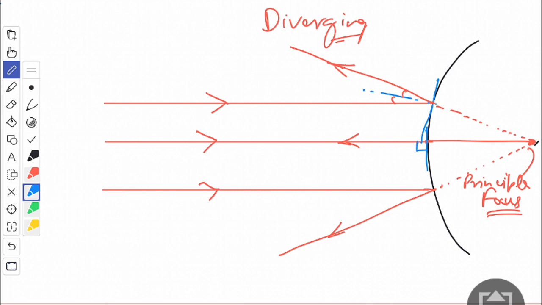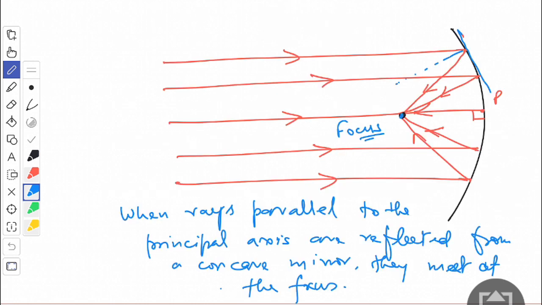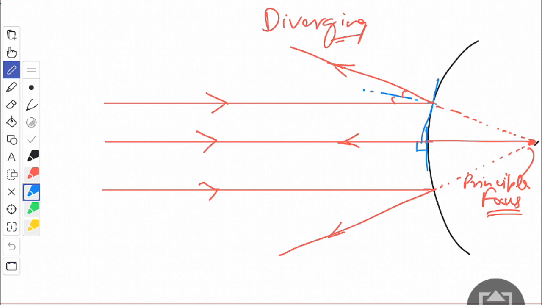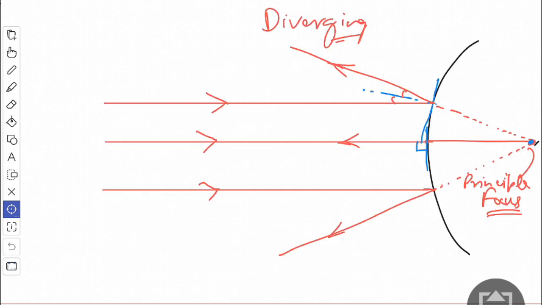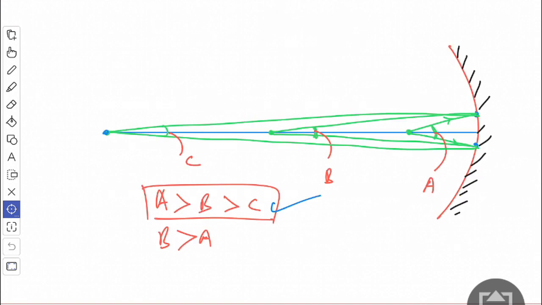Very good, excellent. So here in case of a concave mirror, the rays met here. In case of a convex mirror, the rays are not actually meeting. They are meeting when we extend them back. So here we will say that the image is formed at the focus. Here also we'll say that the image is formed at the focus because the rays are meeting. So now let's talk about image formation.